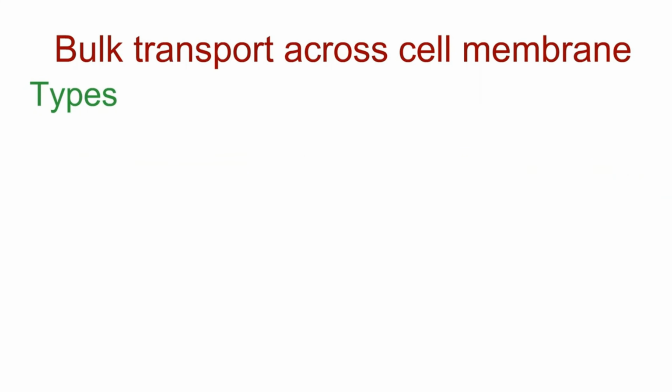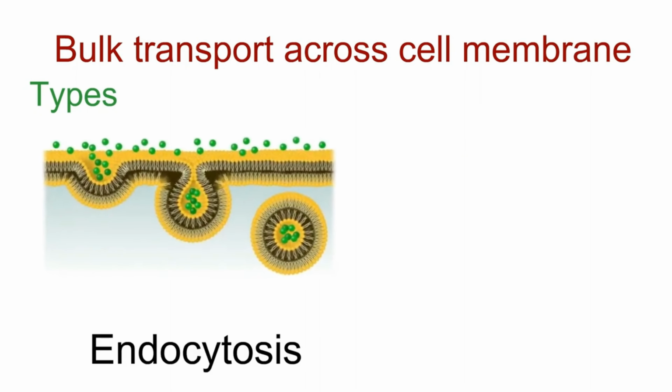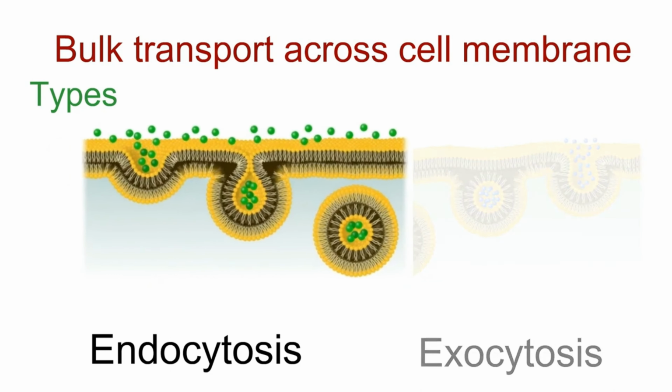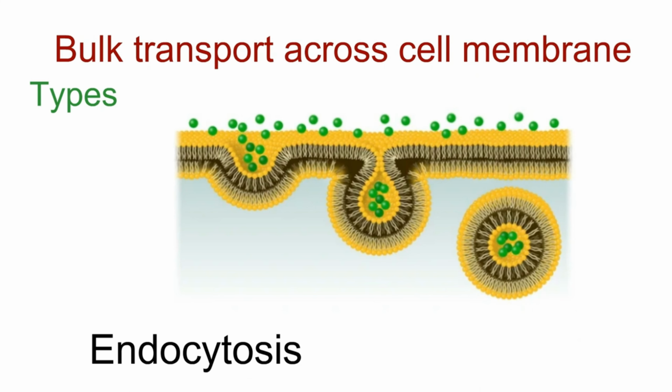There are two primary types of bulk transport across the cell membrane: endocytosis and exocytosis. Let's first talk about endocytosis.